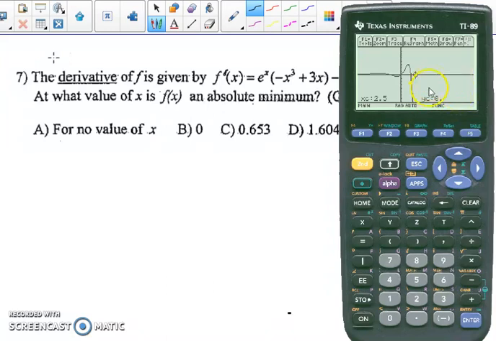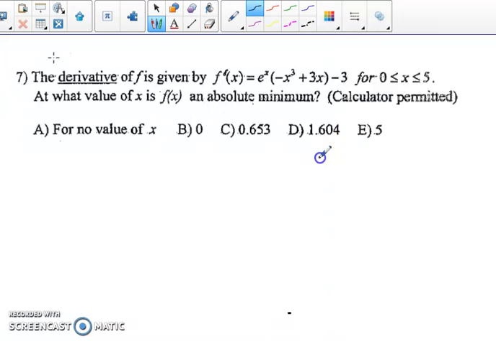That means the function is decreasing a whole lot, which means that at the right-hand endpoint of this interval is where there should be the absolute maximum. So that is going to be at 5.